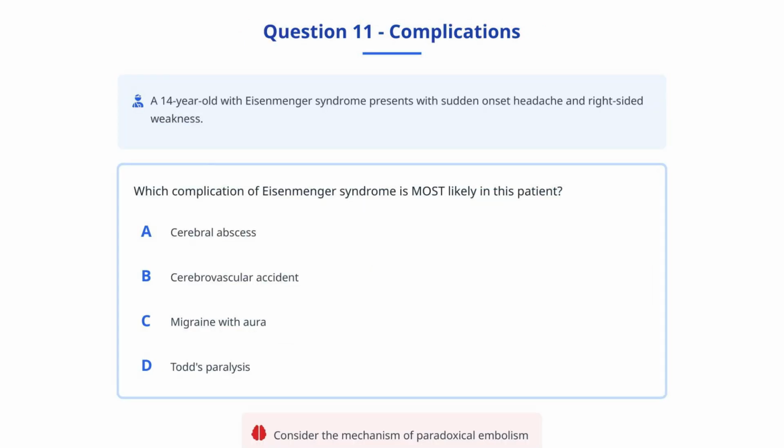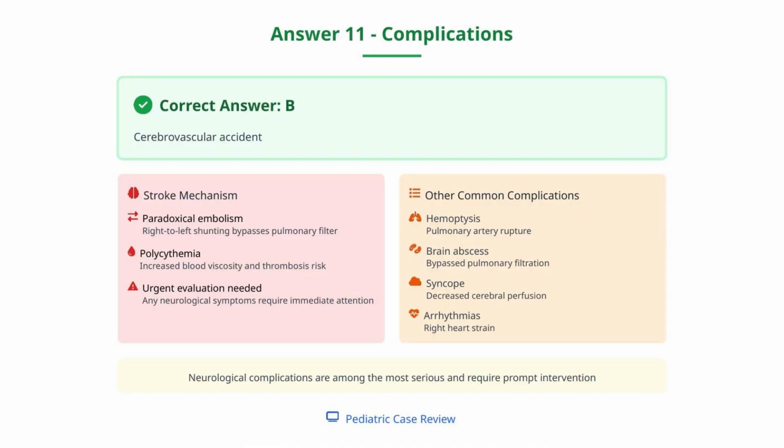For our 11th case, a 14-year-old with Eisenmenger syndrome presents with sudden onset headache and right-sided weakness. Which complication of Eisenmenger syndrome is most likely in this patient? Is it A. Cerebral abscess, B. Cerebrovascular accident, C. Migraine with aura, or D. Todd's paralysis? The correct answer is B. Cerebrovascular accident is a significant complication of Eisenmenger syndrome. The right-to-left shunting allows paradoxical emboli to bypass the lungs and enter the systemic circulation, potentially causing stroke.